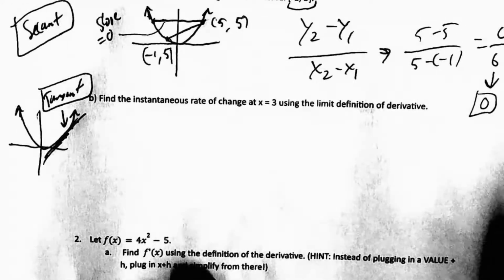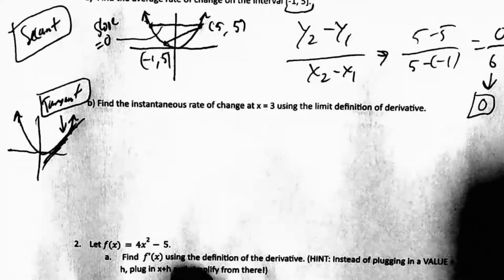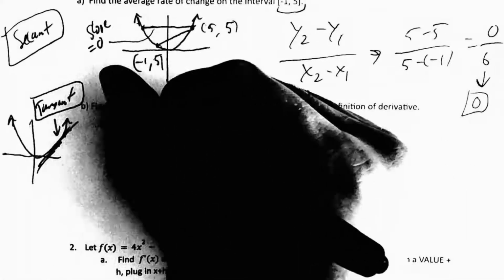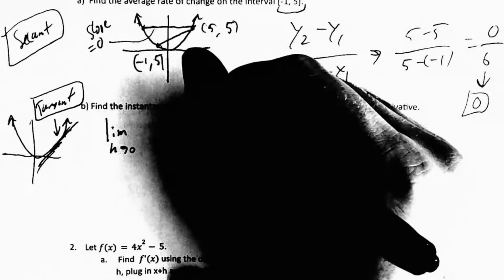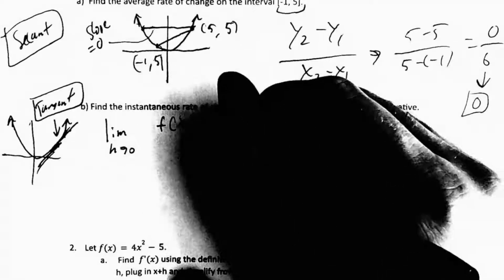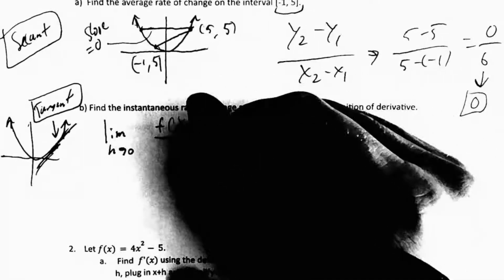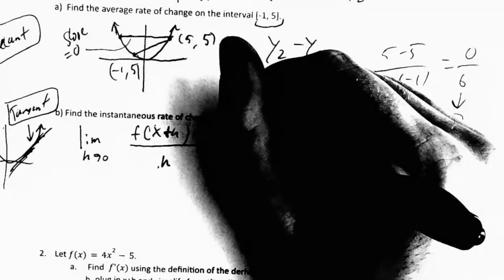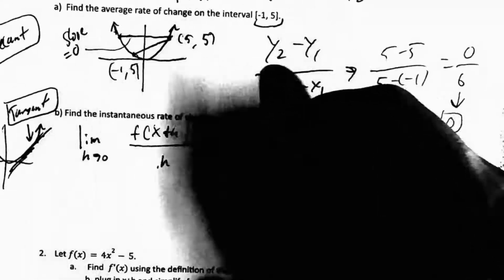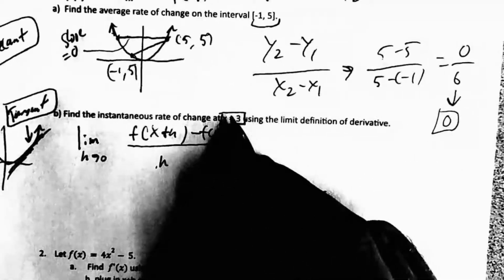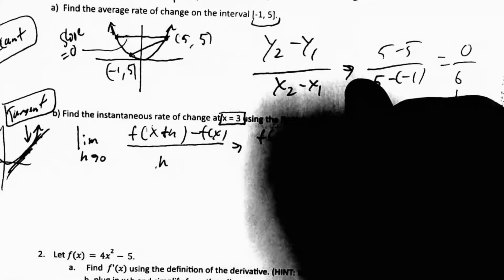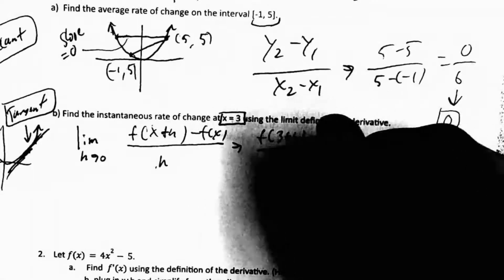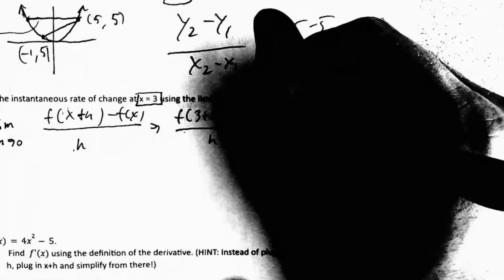All right. Find the instantaneous rate of change at x equals 3 using the limit definition of a derivative. So what you would say is, this is the equation from class, the limit as h approaches 0 of f of x plus h minus f of x over h. Now, I'm given an x value, x equals 3. That means I can plug that in. Remember, substitute every time wherever you see an x, you're plugging in a 3. So really what I want is f of 3 plus h minus f of 3 over h.